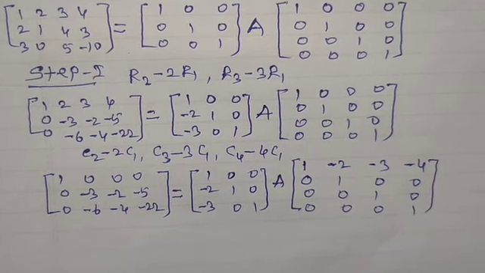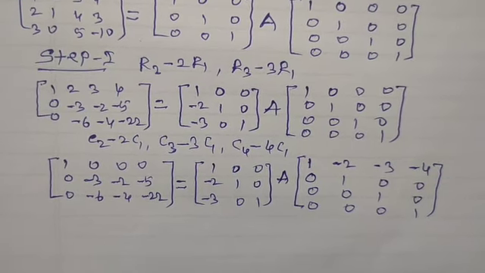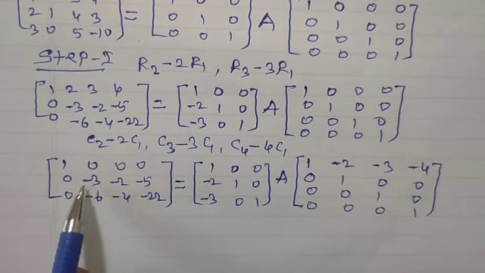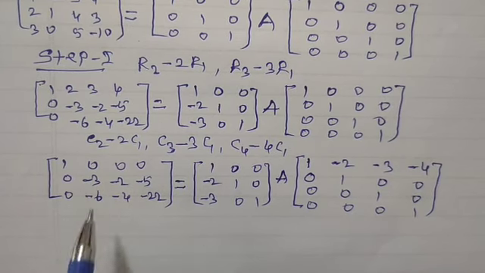Okay, now we have to start step number 2. Before that, try to get this element 1, and this element you can reduce to 1 if we divide column 2 by minus 3.